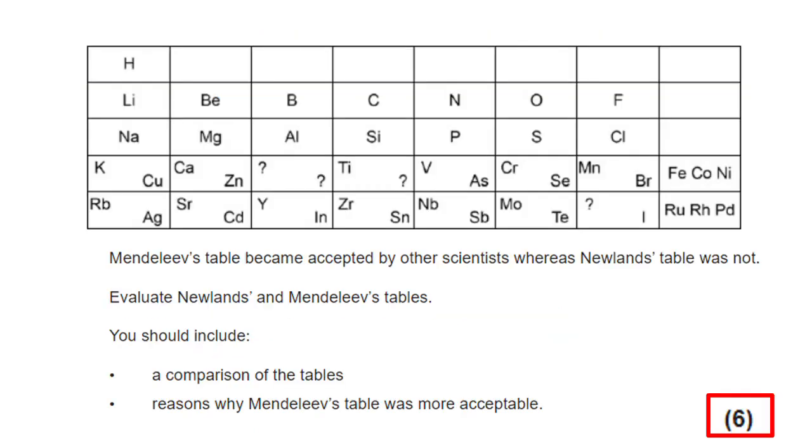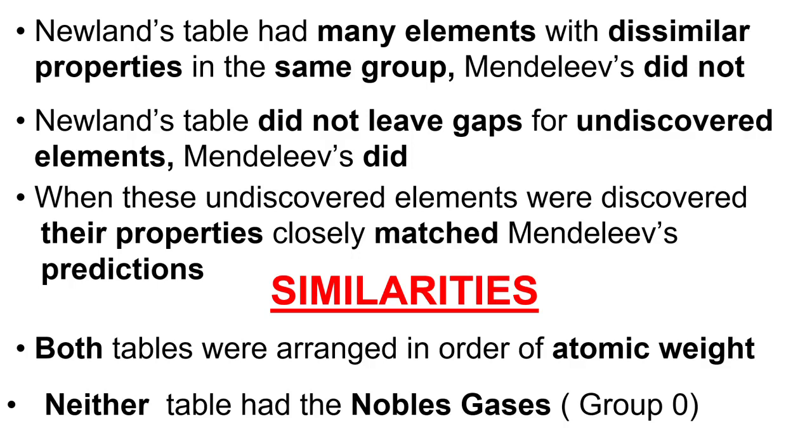Okay, a 6-mark question comparing Newland and Mendeleev's table. That's a tough question to get. Let's have a quick look, okay? Newland's table had many elements with dissimilar properties. Mendeleev's did not. Newland's table did not leave gaps for undiscovered elements. Mendeleev's did. When these undiscovered elements were discovered, their properties closely matched his predictions.